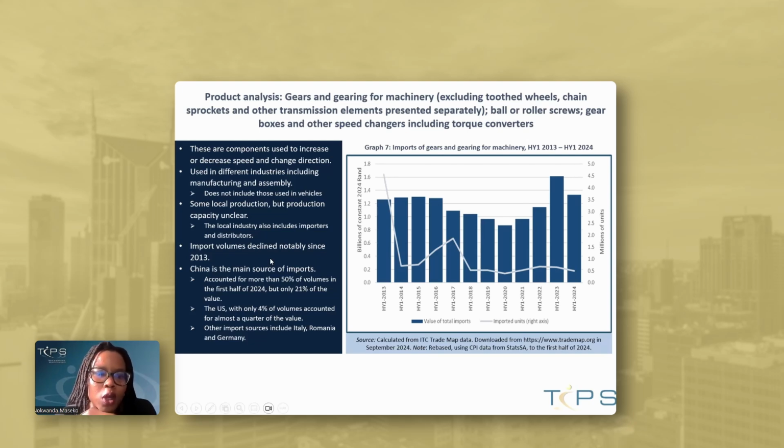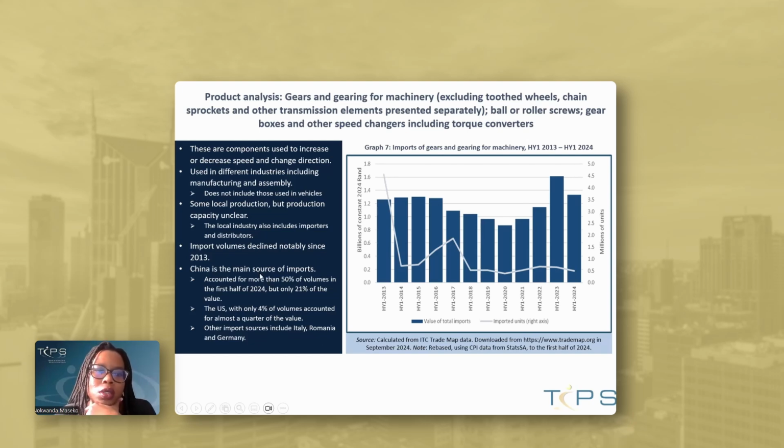And so import volumes declined. You can see that line there since 2013. It's consistently gone down. The main source of the imports is China, which notably accounted for half of the volumes in the first half of 2024, but accounted for around 21% of the value. In contrast, the US, which accounted for around 4% of volumes, accounted for almost a quarter of the actual value.